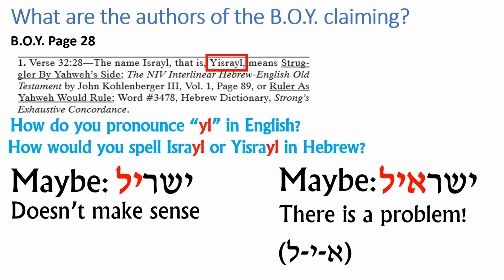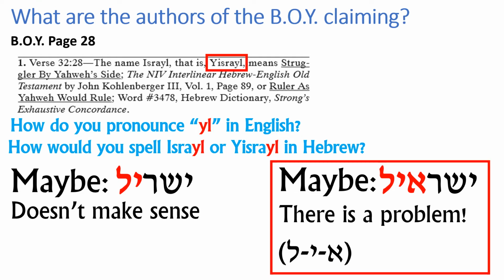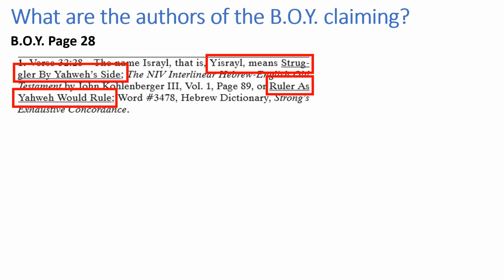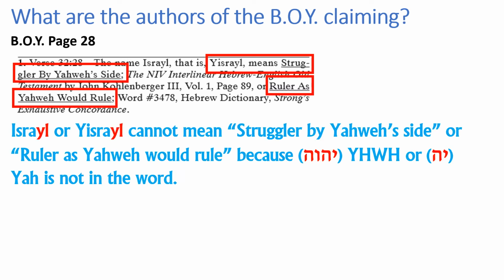So I figured that the AYL was their attempt at saying Aleph Yud Lamed, going from right to left again. Now this was the initial theory I had. And interestingly enough, this leads into this next part. So they claim that Israel, or this term Yisra YL, means struggler of Yahweh by Yahweh's side, or ruler as Yahweh would rule. Okay, well here's the basic problem with that.